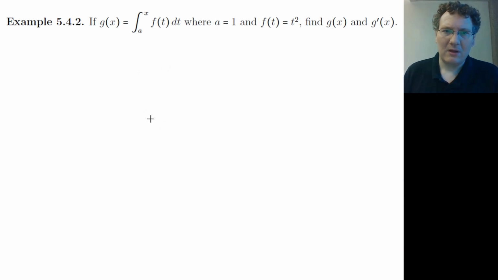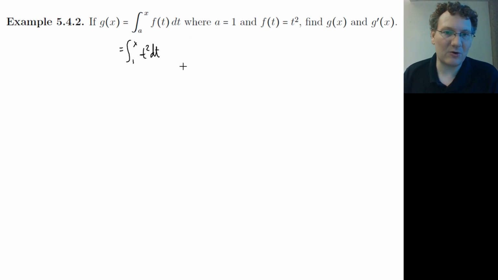We have this function g of x. It's the integral from a to x of f of t dt. Now a is 1 and f of t is t squared. So let's actually write this as the integral from 1 to x of t squared dt.